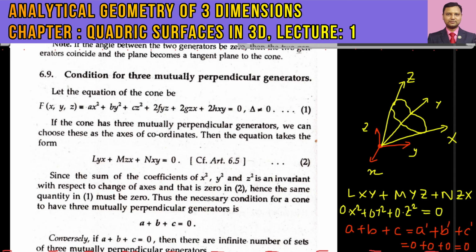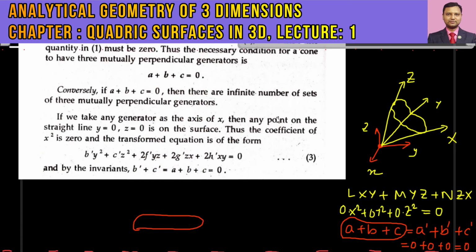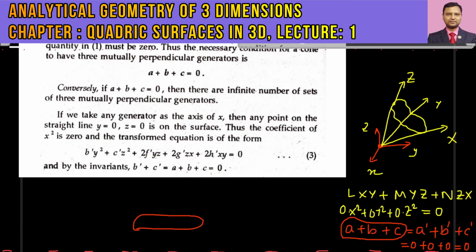So what you observe is that a plus b plus c must be equal to 0 in order to represent this kind of cone having three mutually perpendicular generators by this type of equation number 1. So we can say that equation number 1 will represent a cone having three mutually perpendicular generators, provided that a plus b plus c is equal to 0. So these are the results involving a cone.